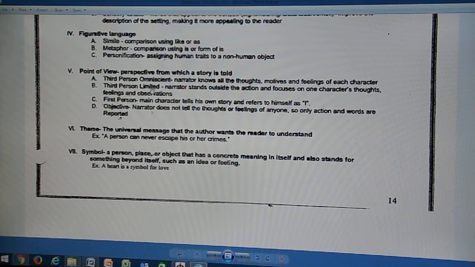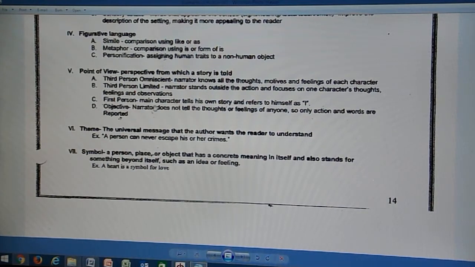While the third person limited is a narrator that also stands outside the action, just like the omniscient one, but that particular narrator focuses on only the thoughts and feelings of one character. So they can tell you what one character's thinking, but not the other characters in the story. So omniscient is all-knowing, third person omniscient. They know all the thoughts and feelings of all the characters. Third person limited means that that narrator can only tell you the thoughts and feelings of one character. Then you have a first person point of view.